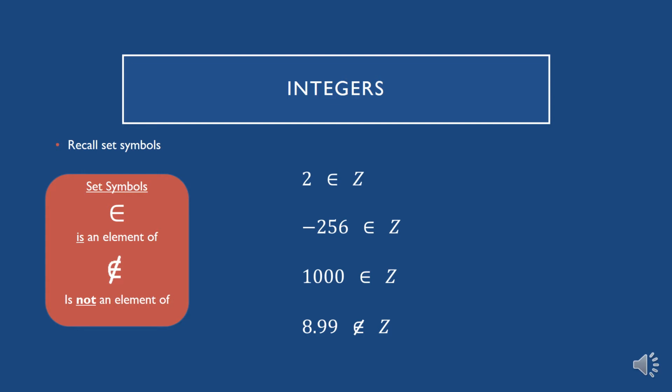8.99 is not an element of Z. It is not an integer because it is not a whole number. Minus 5 is an element of Z. 0 is an element of Z. So this time we include 0. 2/3 is not an element of Z. 2/3 is not a whole number. It's part of something. It's between 0 and 1. It's not a whole number. And minus 1.09, again, it's not a whole number, is not an element of Z.